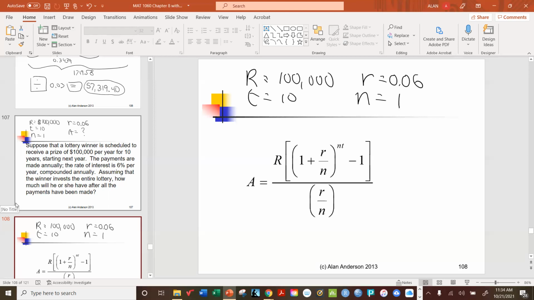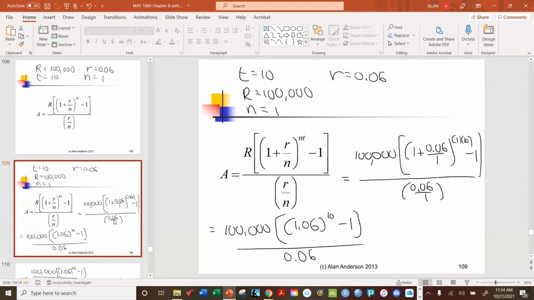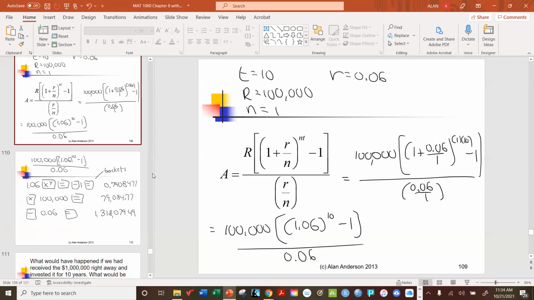All right, hopefully you're ready. So here's what it looks like. When you plug in the numbers, the simplification is easy. This is what you're aiming for right here: 100,000 times 1.06 to the 10th power minus 1, all divided by 0.06. Once you got to that point, you still have to be very careful. Like I said, start inside the brackets and work your way out, and you shouldn't have any trouble.